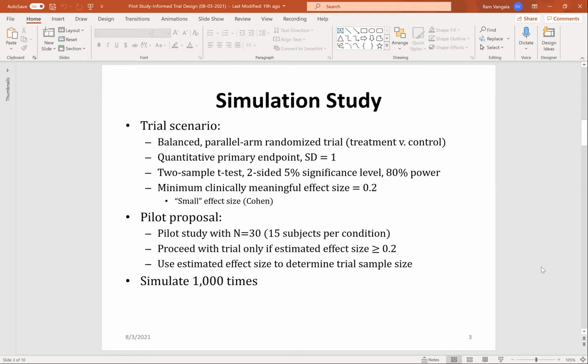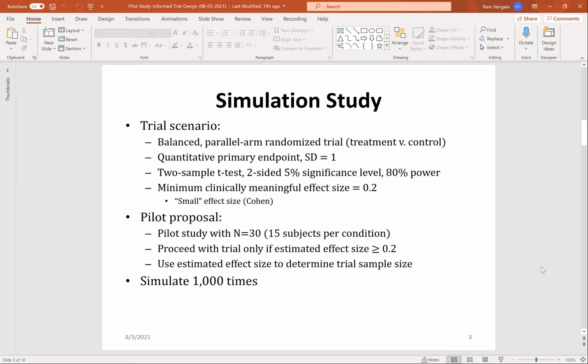So how are we going to use the results of the pilot? First, we're going to check the estimated effect size and see whether it's clinically meaningful, meaning is it bigger than 0.2? If it is, then we're going to run the trial. If it's something less than 0.2, we're probably not going to proceed with the trial because this treatment doesn't look very interesting.